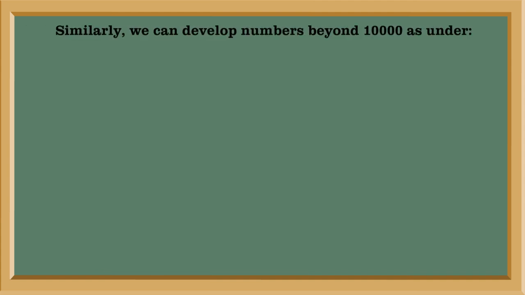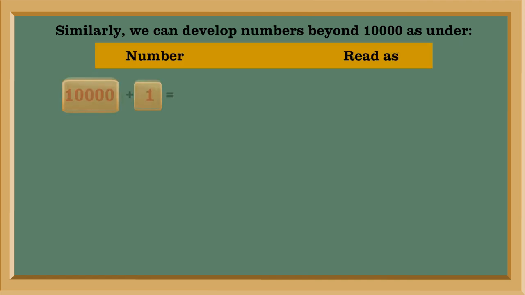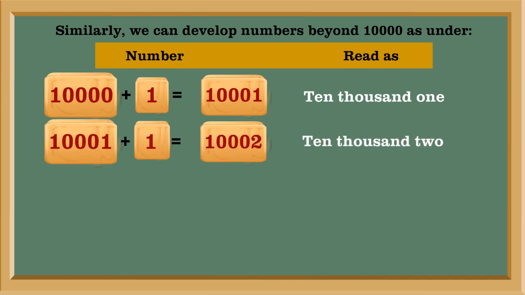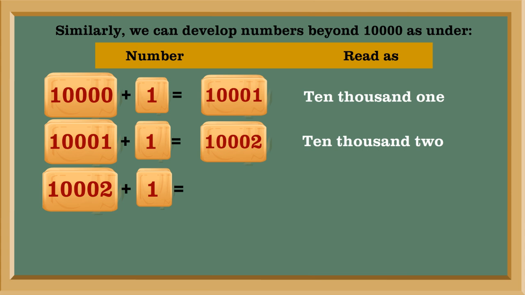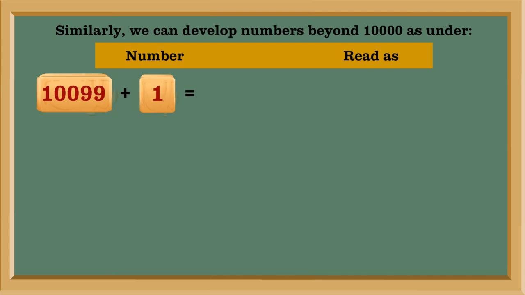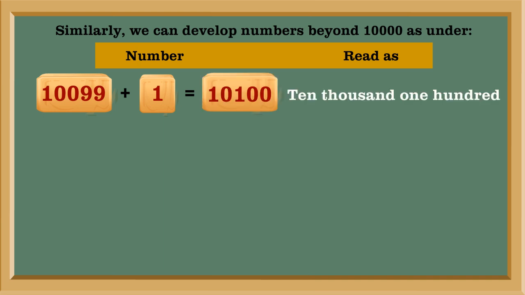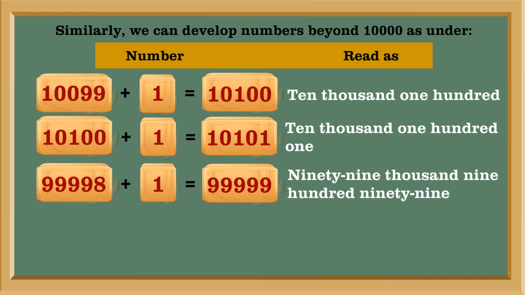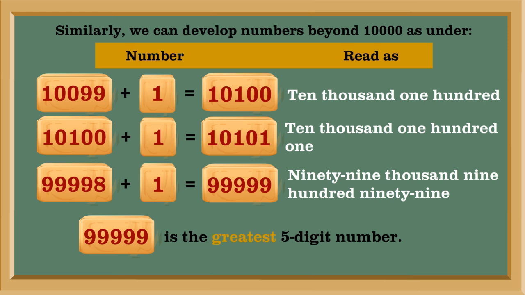Similarly, we can develop numbers beyond 10,000 as under. 10,000 plus 1 is equal to 10,001. 10,001 plus 1 is equal to 10,002. 10,002 plus 1 is equal to 10,003. 10,099 plus 1 is equal to 10,100. 10,100 plus 1 is equal to 10,101. 99,998 plus 1 is equal to 99,999. 99,999 is the greatest 5-digit number.